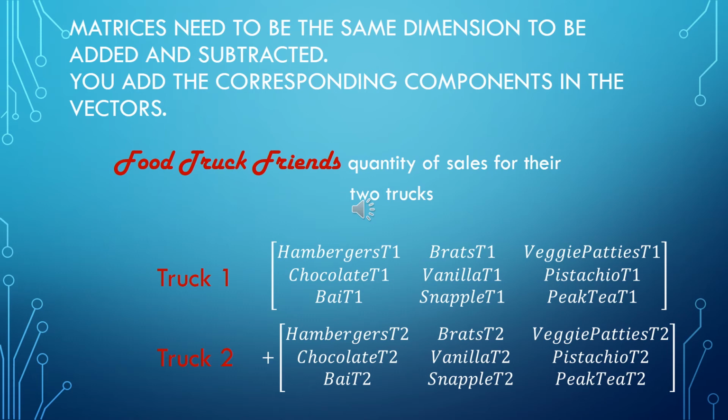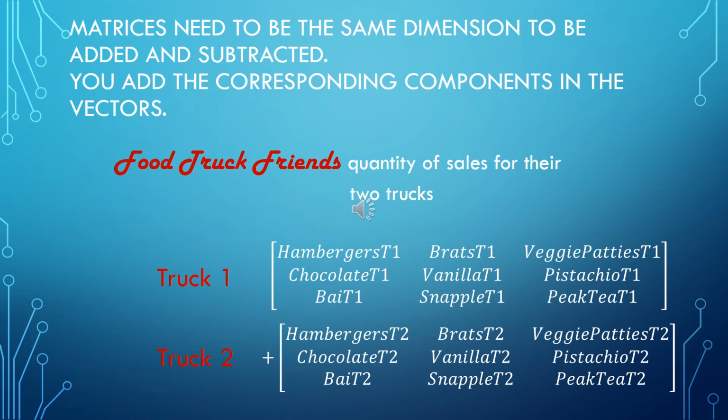Here's an example. I have two 3 by 3 matrices. I have 3 rows and 3 columns. The first row is representing the sandwiches of food truck friends for truck 1 and truck 2. Row 2 is representing ice cream, and row 3 is representing beverages. So if I add these two together, I get the total number of hamburgers sold overall. I get the total number of chocolate ice cream sold overall. I get the total number of bottled drinks sold overall, etc.